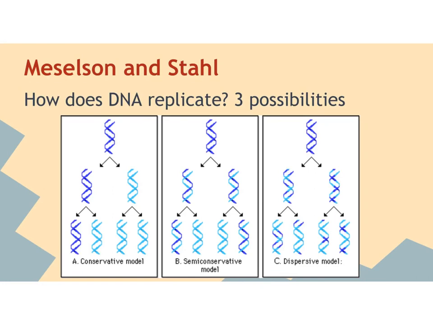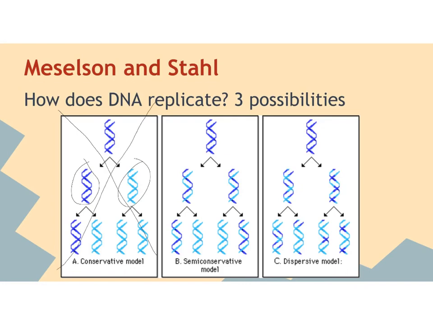To summarize, as we look at our three possibilities again, remember that dark blue is the original heavier strands of DNA and light blue is the newly created DNA during the replications. In our conservative model, here are our two bands. We have one heavy band and one light band. However, that did not happen. We only got one band on the first replication, so that one was out.